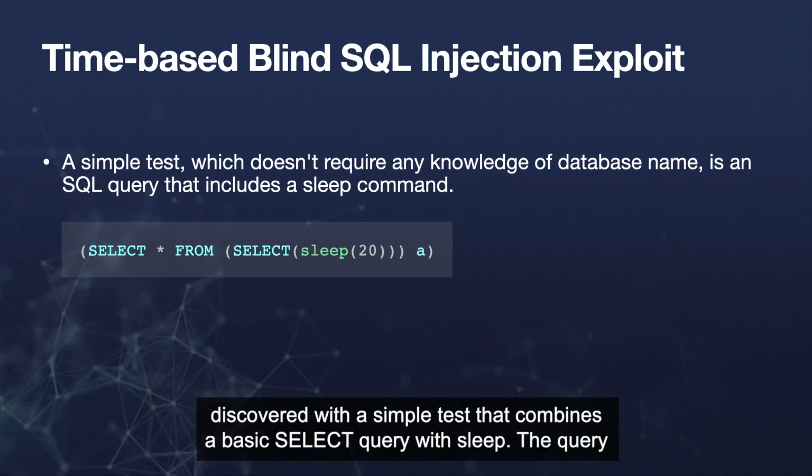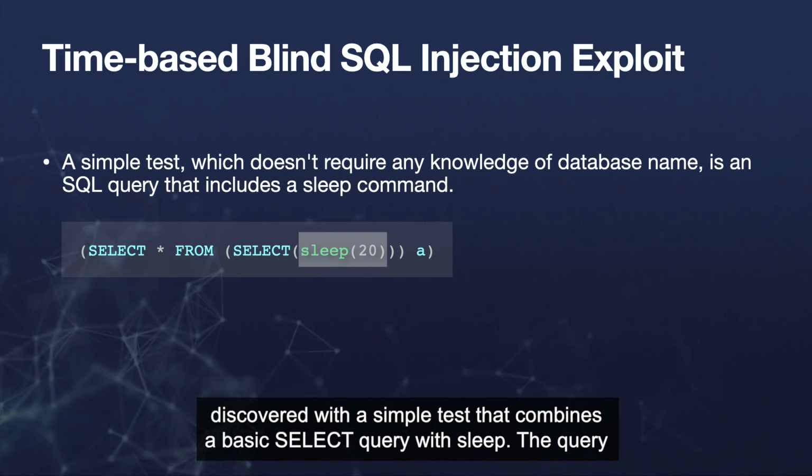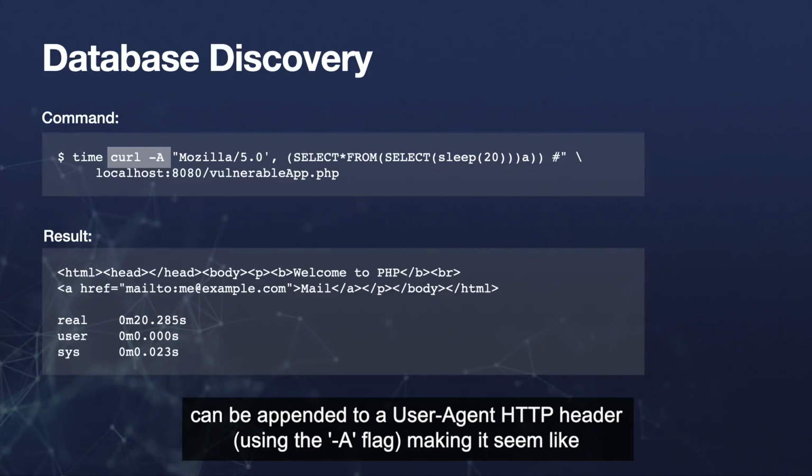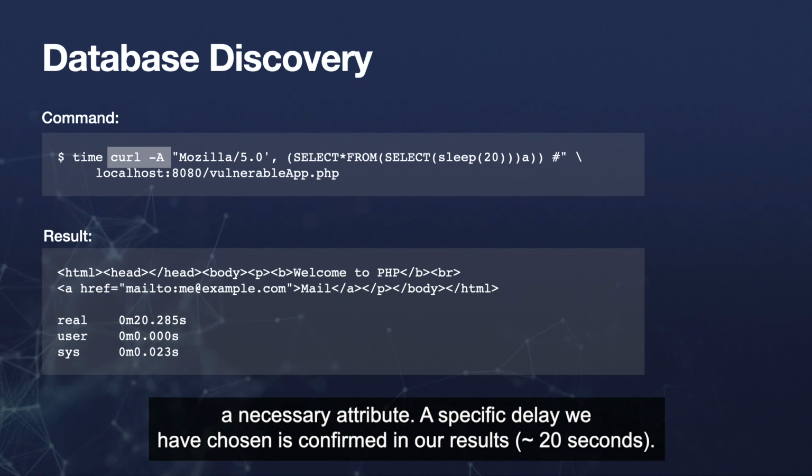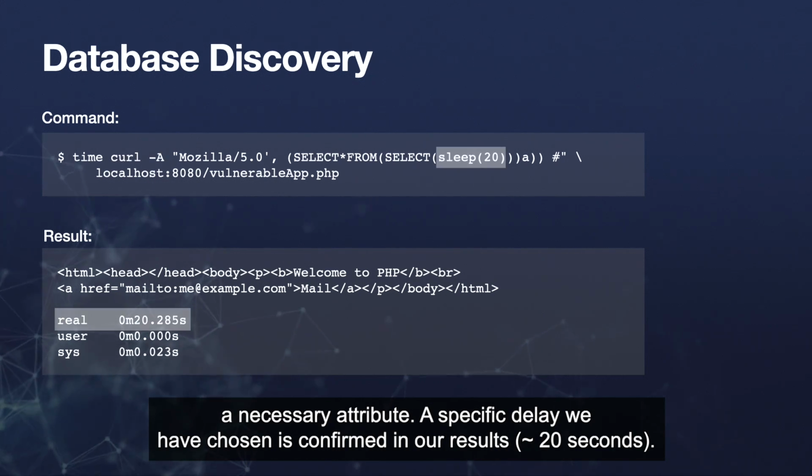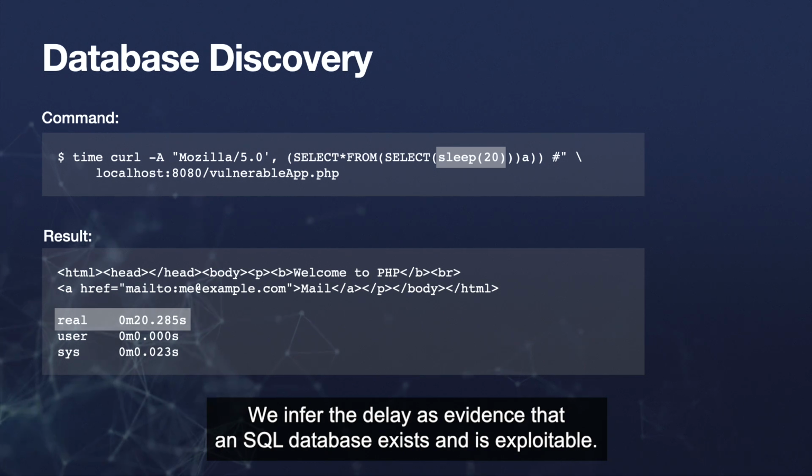The database may be discovered with the simple test that combines a basic select query with sleep. The query can be appended to a user agent header, making it seem like a necessary attribute. The specific delay we've chosen is confirmed in our results. We infer the delay as evidence that an SQL database exists and is exploitable.